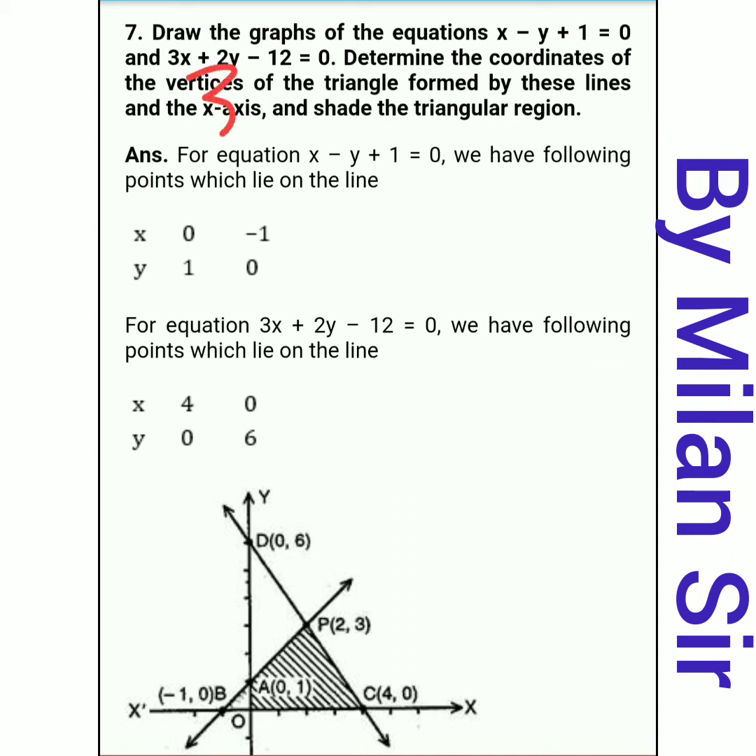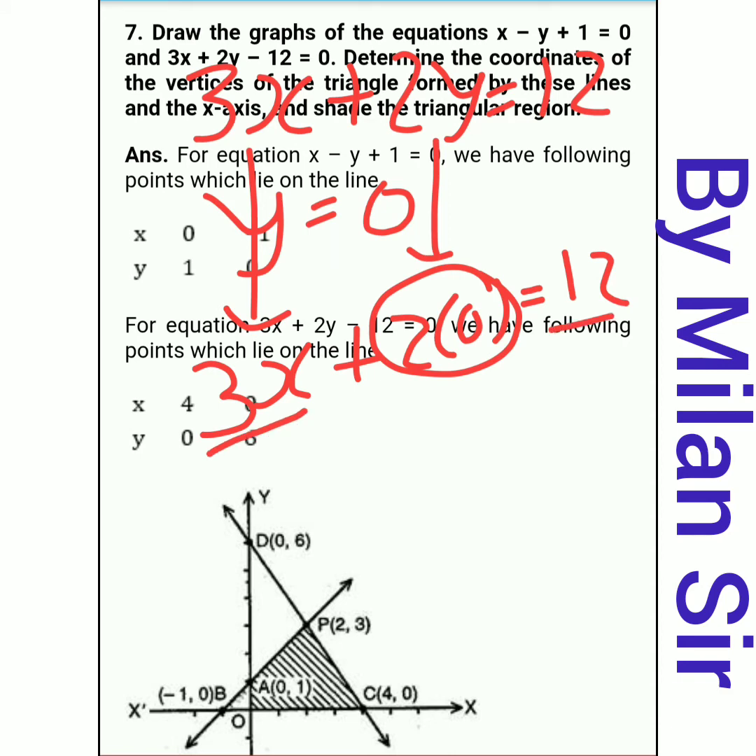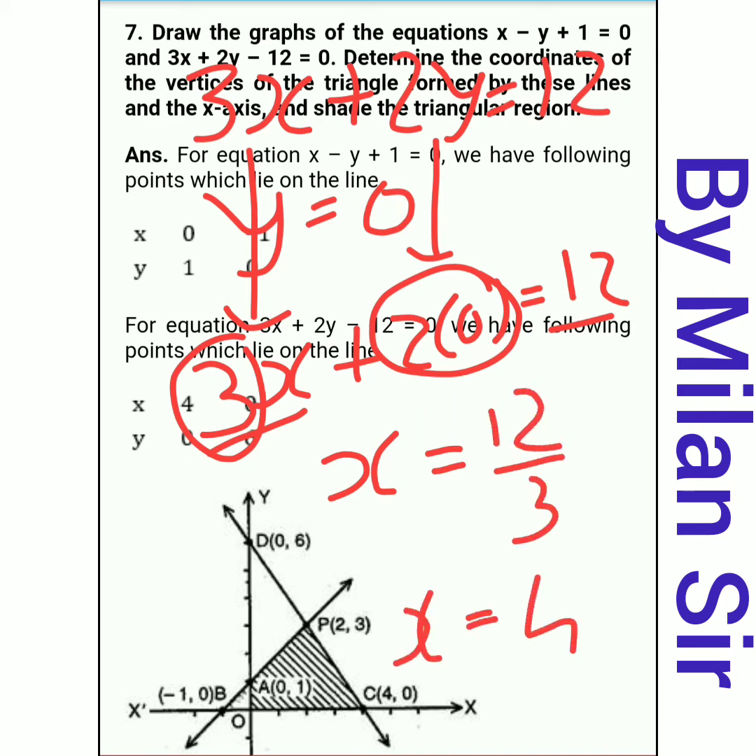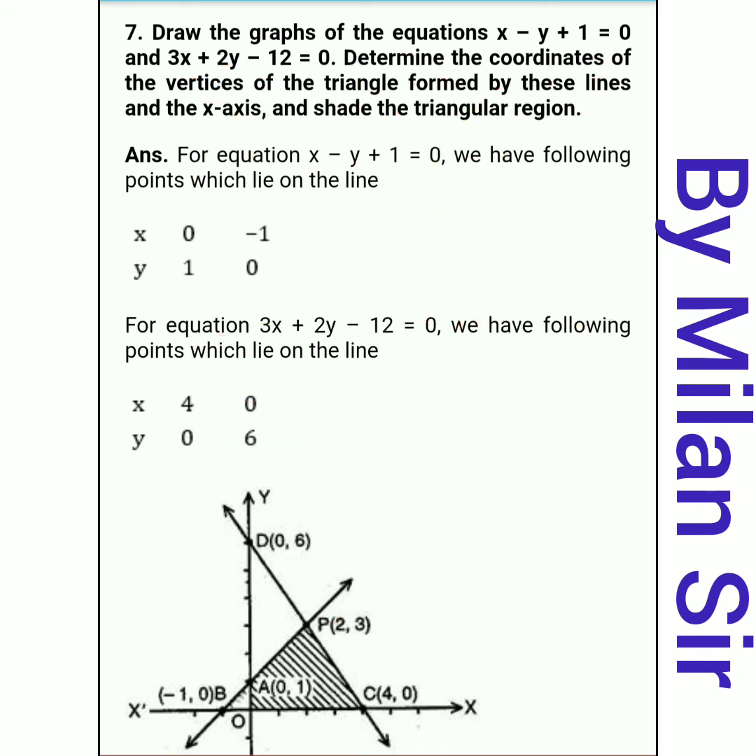Then in the equation 3x plus 2y equals 12, this time put y equals 0. So your 3x as it is, 2 into y, 2 into 0. So 2 into 0 is 0. That means 3x equals 12. So transfer this 3 to the right hand side. It goes to the denominator. So x equals 4. So if you put y equals 0, you will get x equals 4. So for the second line, our 2 points are ready.